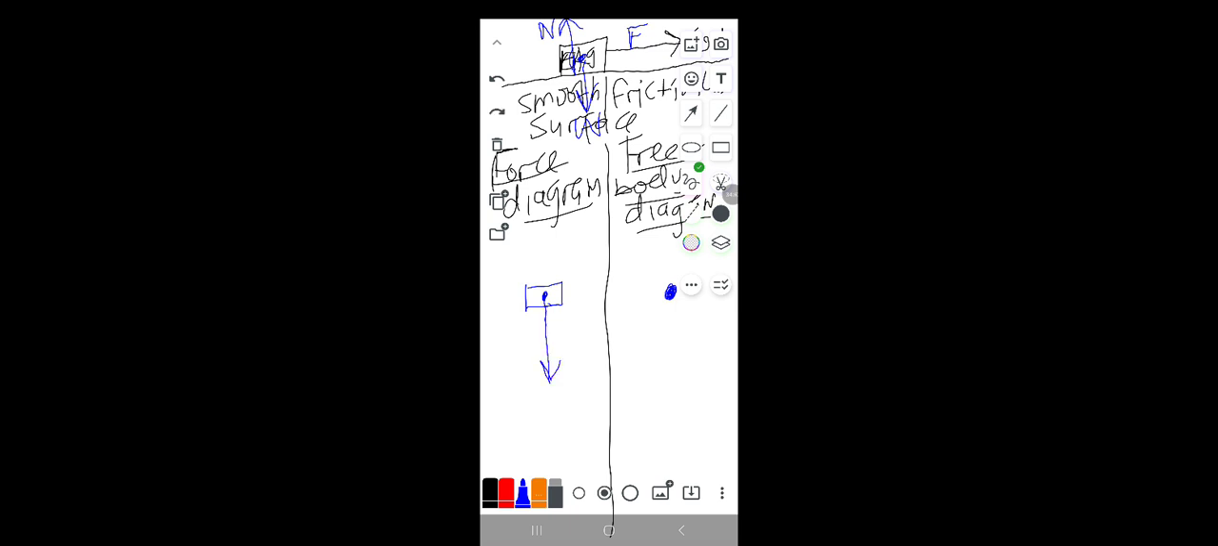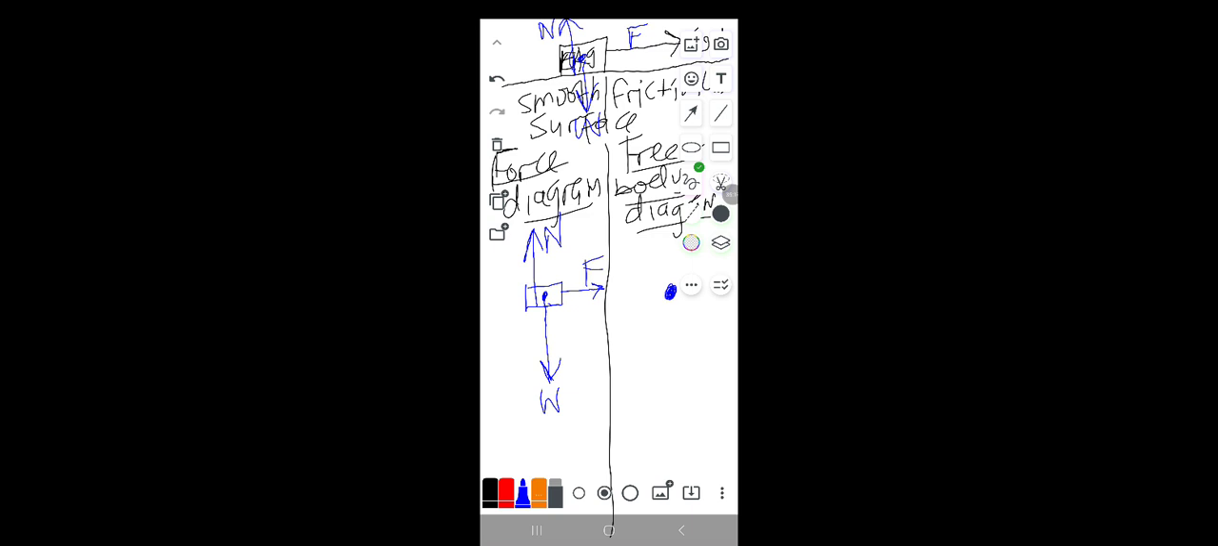Make sure, guys, when you're drawing your free body diagram here, your arrow must touch this line, please. So this one is our weight, W. Then I'm having the normal force, which is acting from the surface like this. Then I'm also having what here? Force applied.